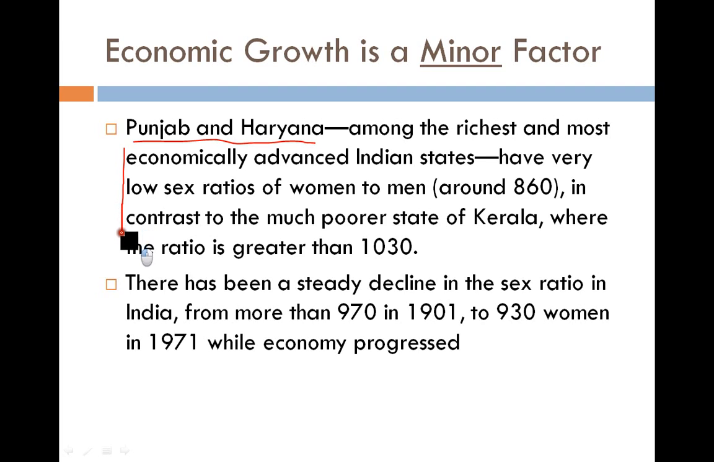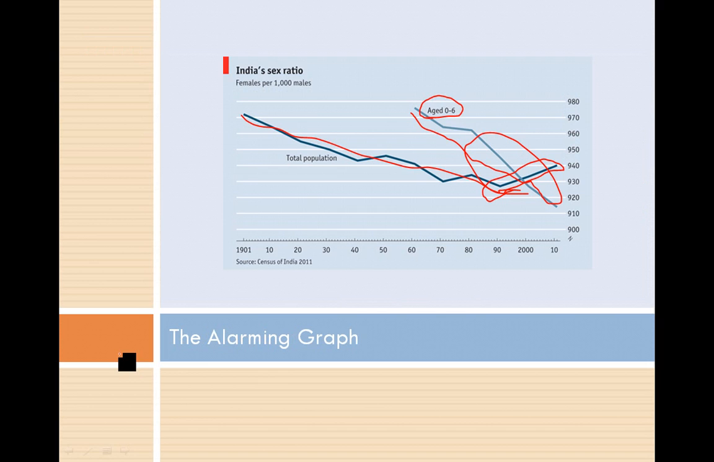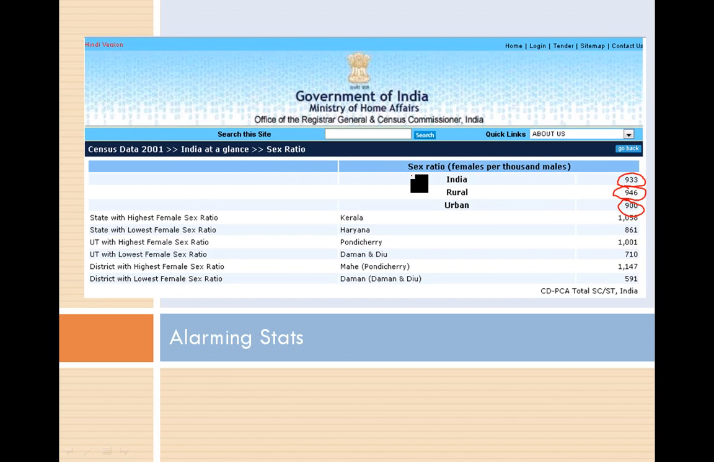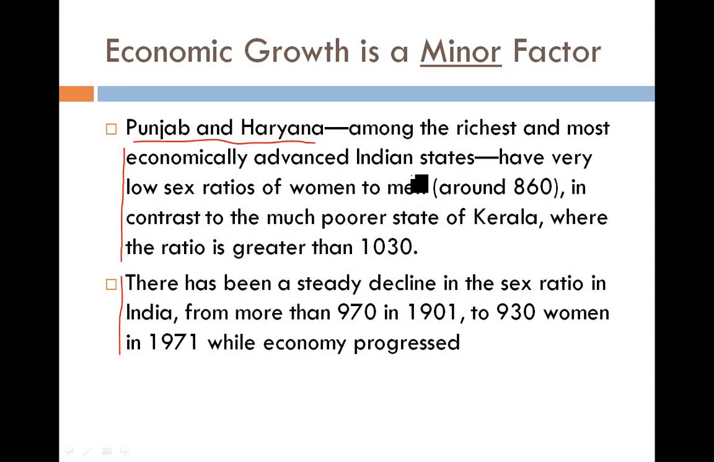In contrast to the much poorer state of Kerala, where the ratio is greater than 1030. Furthermore, there has been a steady decline in the sex ratio in India from more than 970 in 1901 to 930 women for every 1000 men in 1971, while the economy progressed. This is clear from this graph. Till 1971, from 1901, the sex ratio has almost steadily declined, apart from a few bumps here and there.